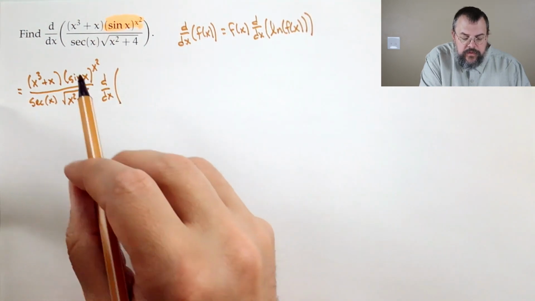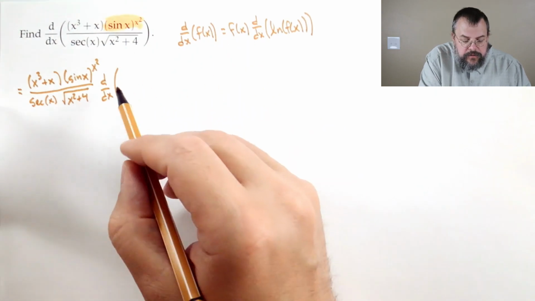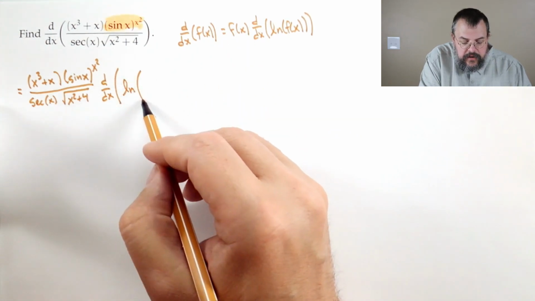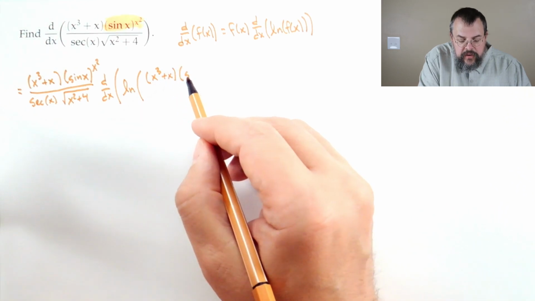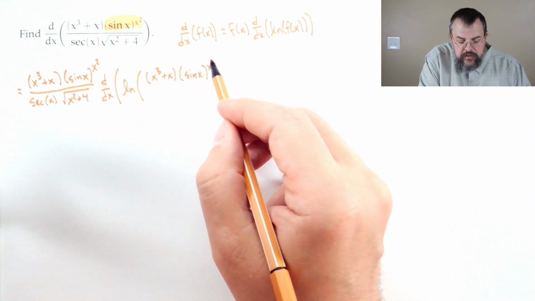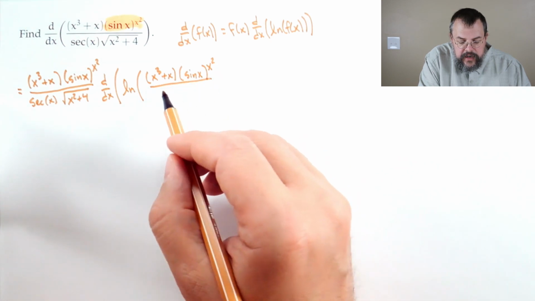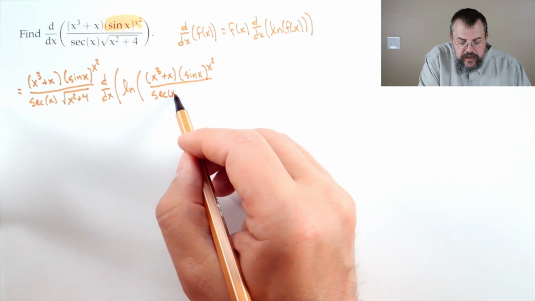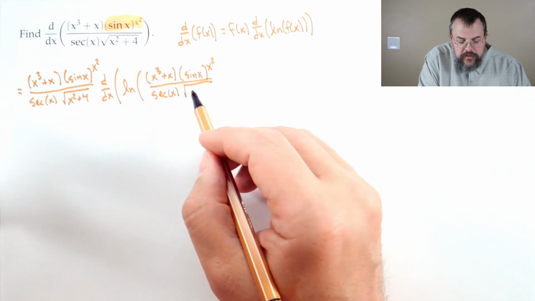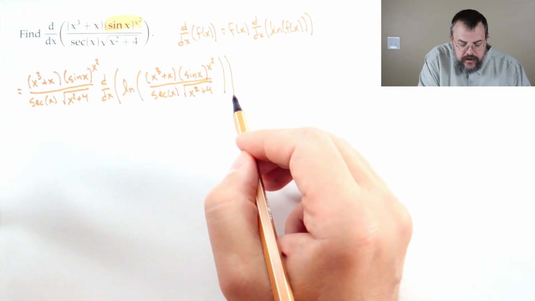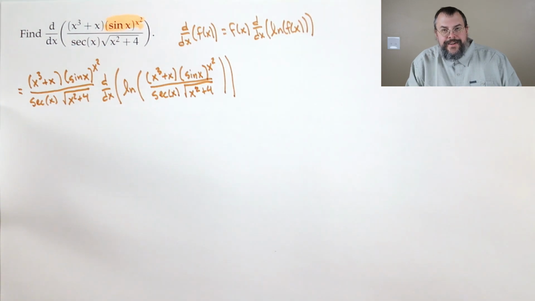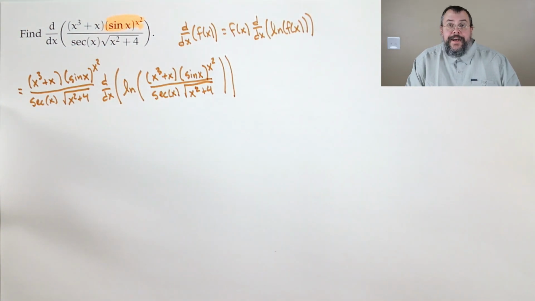All right, so the function again, that's my f of x times the derivative of the log of the function again. Okay, x cubed plus x, sine of x to the power x squared, all that divided by secant of x times the square root of x squared plus 4. All right, good. Whew. Done. We did it. Okay, now what?